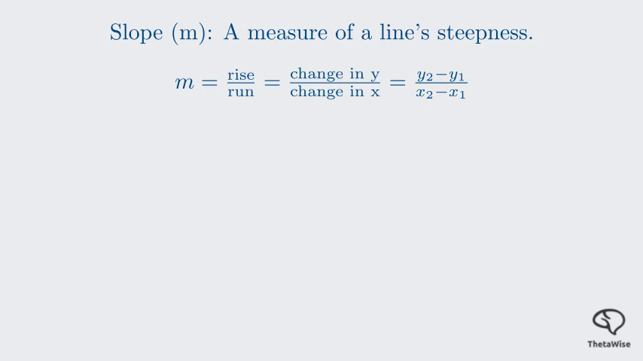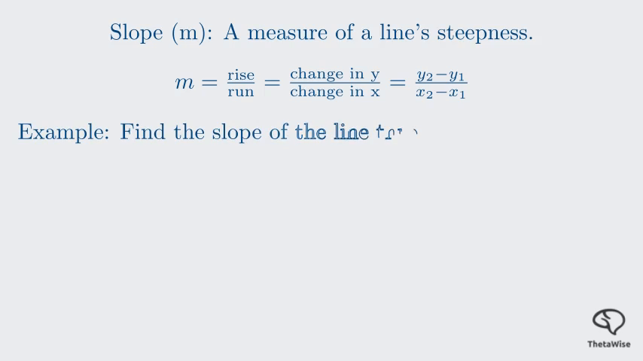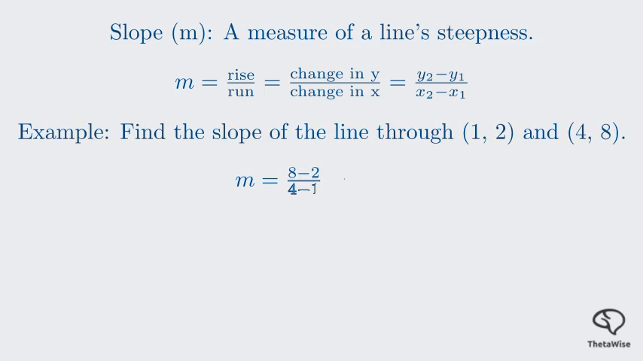Let's look at a quick example. Suppose we have a line that passes through the points (1, 2) and (4, 8). We can find the slope by plugging these points into our formula. Let's call (1, 2) our first point, and (4, 8) our second point. So m equals (8 minus 2) divided by (4 minus 1). This simplifies to 6 over 3, which is 2. The slope of this line is 2. This means for every 1 unit the line moves to the right, it moves up 2 units. Understanding slope is the key to understanding parallel and perpendicular lines.